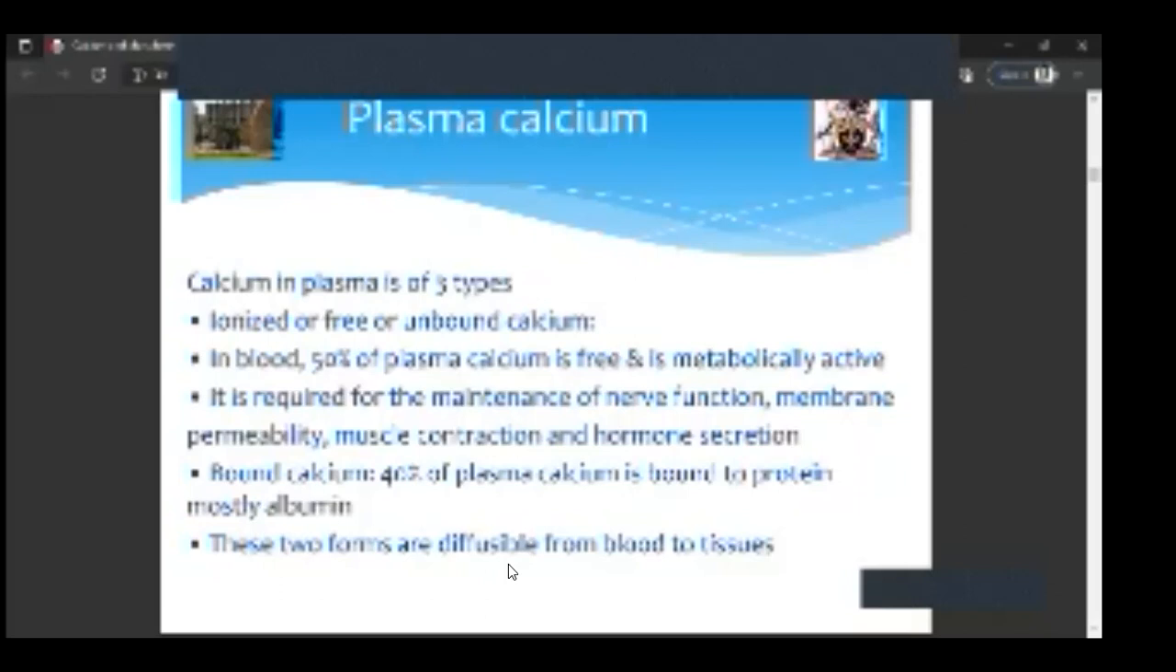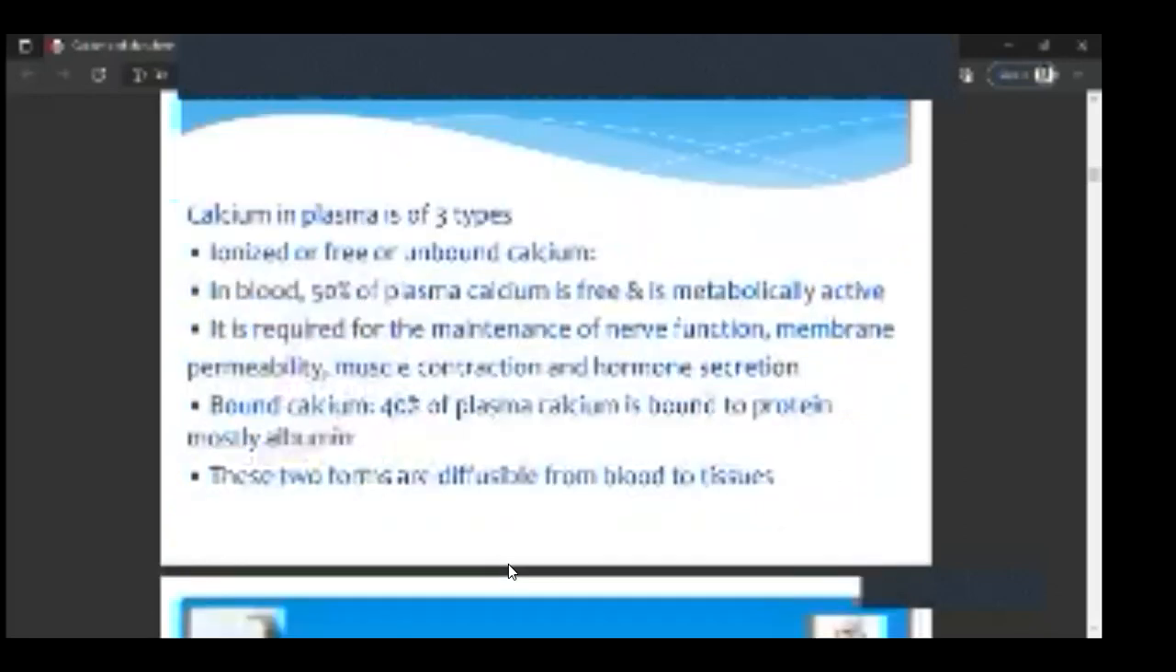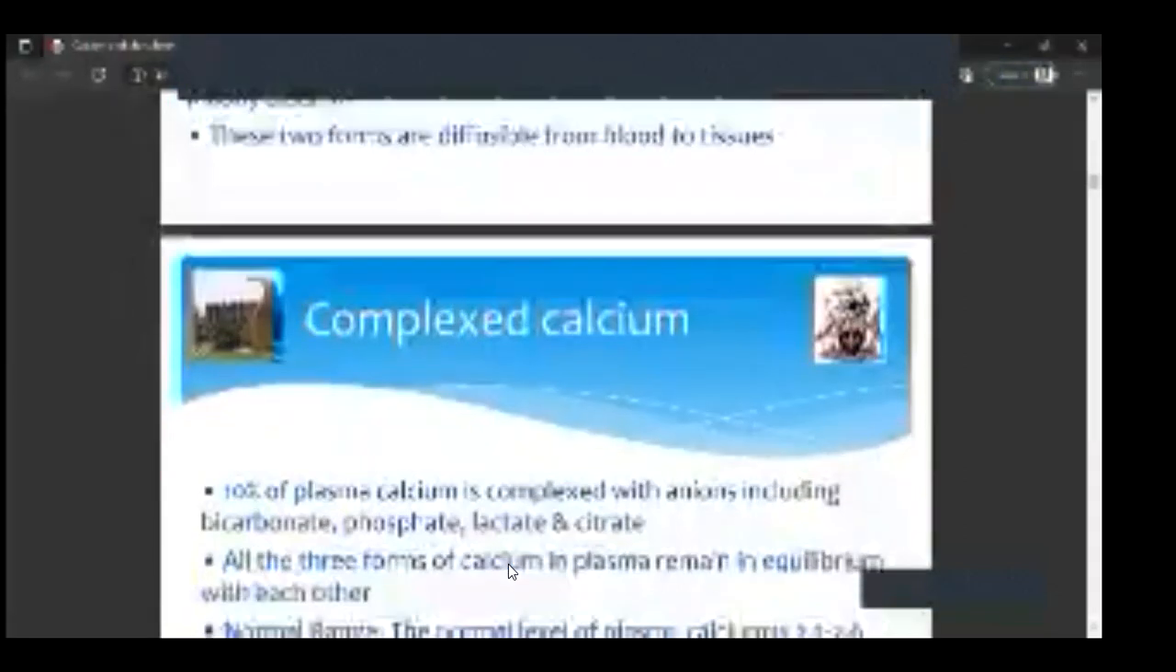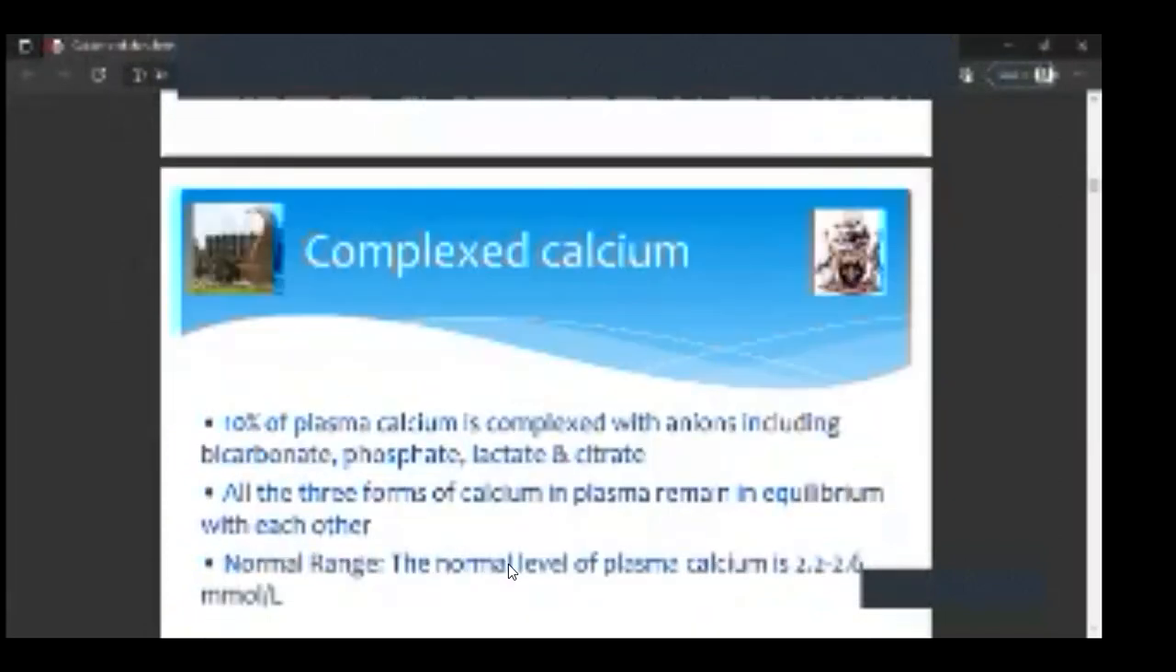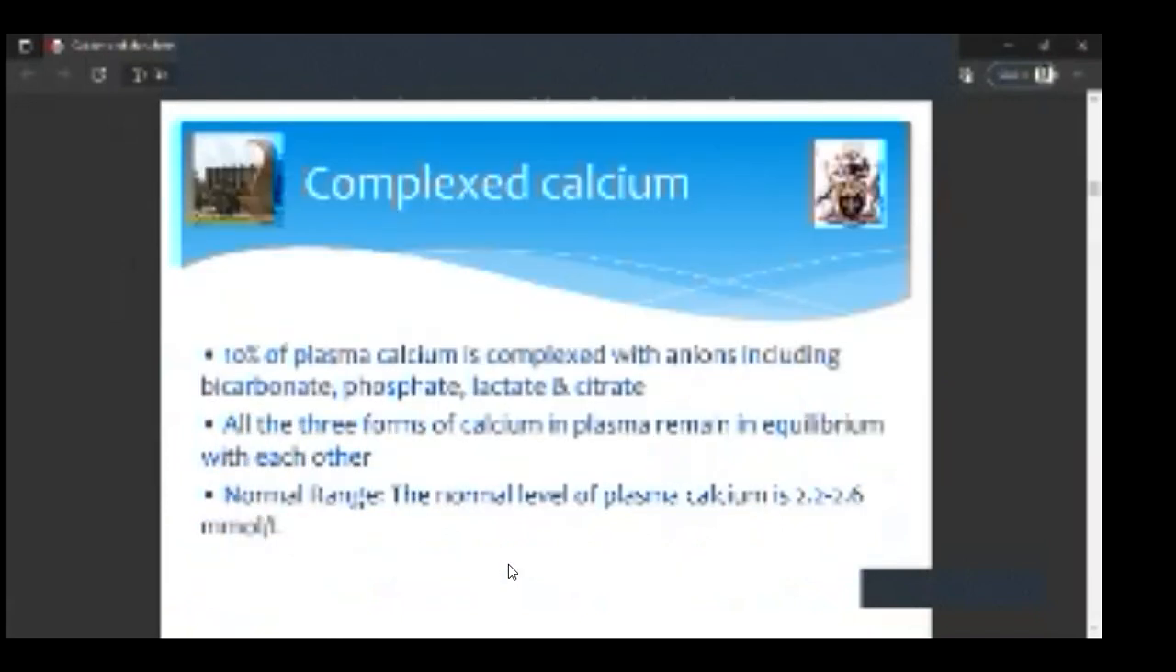So calcium has two forms: the diffusible form, from both blood and the tissues, and the complexed calcium. 10% of the plasma calcium is normally complexed with anions such as bicarbonate. So you have calcium bicarbonate, calcium phosphate, calcium lactate, calcium citrate, and all three forms of calcium in plasma remain in equilibrium with each other.